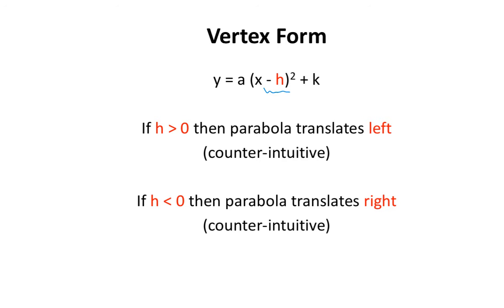So if h is greater than 0, then the parabola is translated to the left. And this is a little bit counterintuitive because when you think positive, you think going to the right, but it actually translates to the left. So h greater than 0 basically means h is a positive value. Now, if h is less than 0, then the parabola translates to the right. Again, this is a little bit counterintuitive because when you have a negative number, you might think that you're going to the left, but in fact, it is translated to the right. What exactly does h less than 0 mean? Well, it means that h is a negative value.